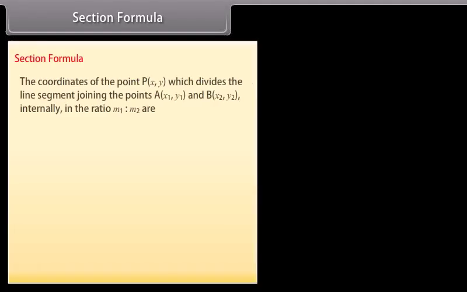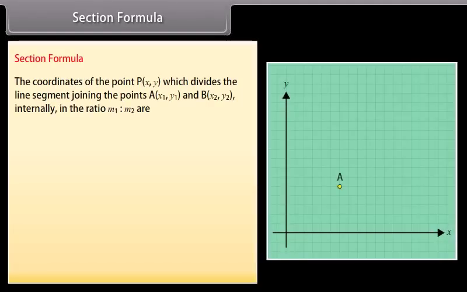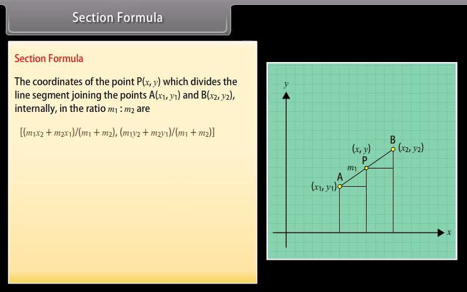Section formula. The coordinates of the point P x, y, which divides the line segment joining the points A x1, y1 and B x2, y2 internally in the ratio M1 is to M2 are (M1x2 plus M2x1) by (M1 plus M2), (M1y2 plus M2y1) by (M1 plus M2). Graphical representation is shown in the figure given below.